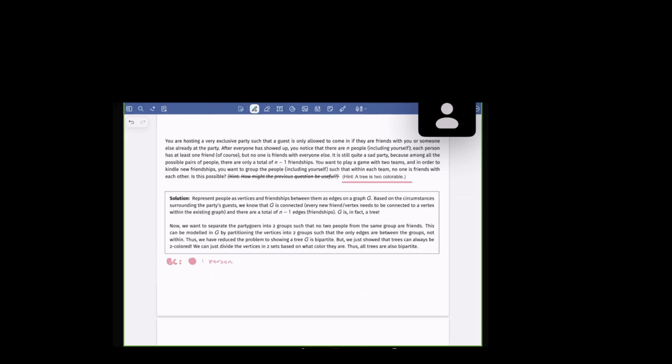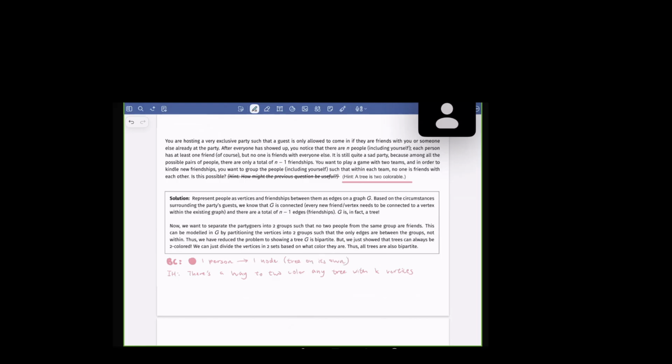And then the inductive hypothesis is that there's a way to color any tree with k vertices. Or for consistency, instead of calling this one person, I'm going to call it one node. And then it's going to be its own tree structure.